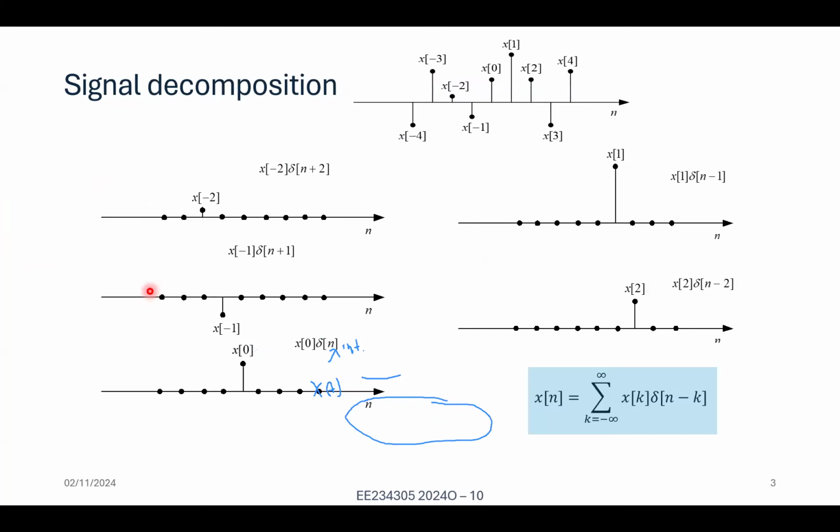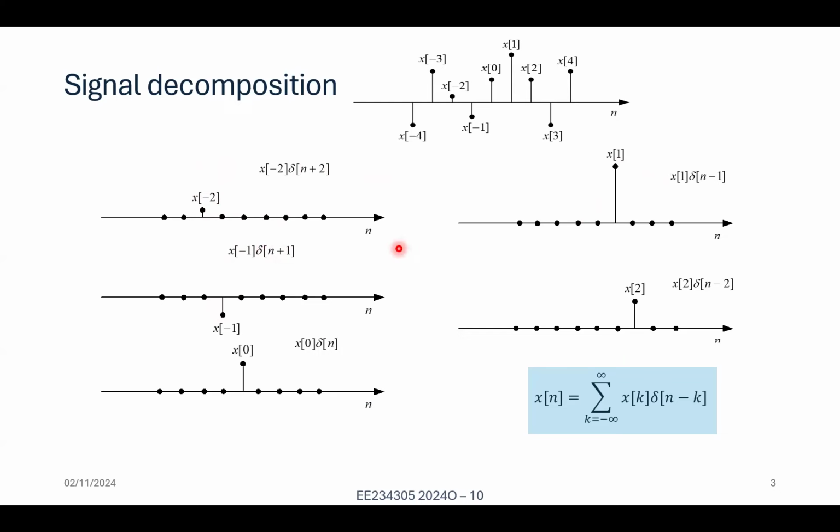All right. We can decompose the signal. This is basically the graphical representation of what we studied in the previous slide. If I have a signal like this, x[minus 4], x[minus 3], x[minus 2], x[minus 1], and so on, what is x[minus 2]? x[minus 2] is basically x[minus 2] times delta[n plus 2]. So that's if we want to find this. This is just the identity. x[minus 1] is x[minus 1] times delta[n plus 1].